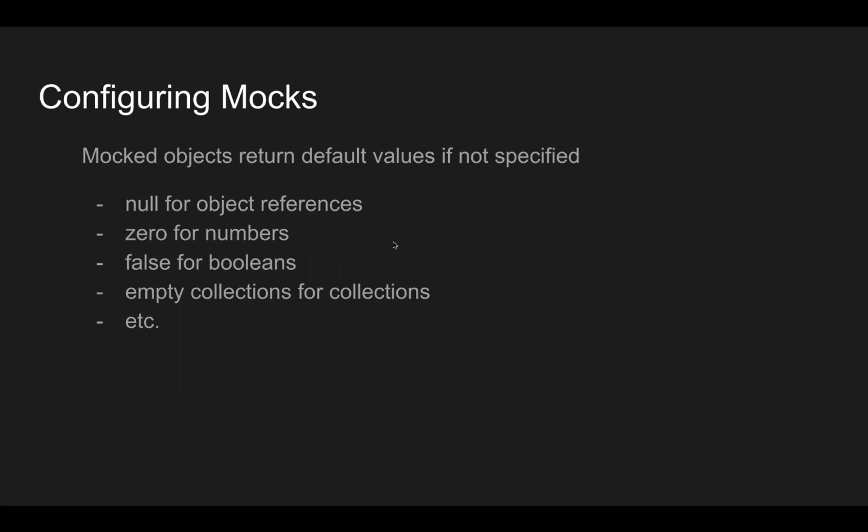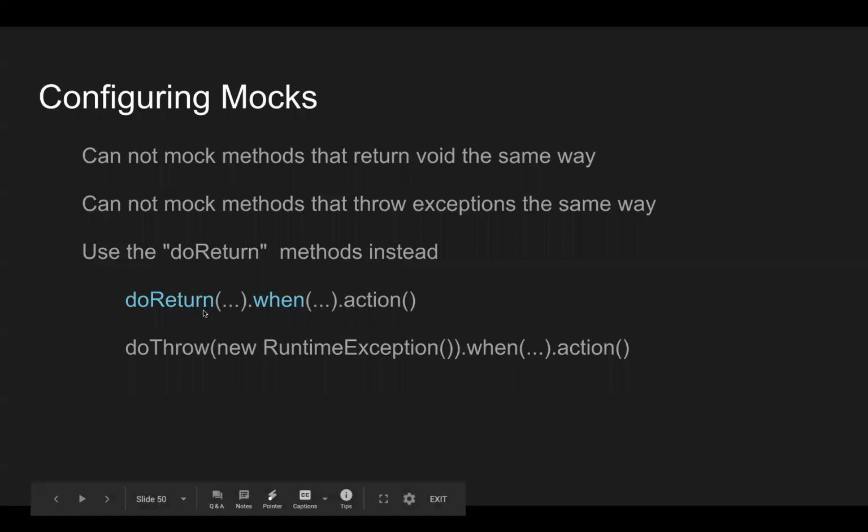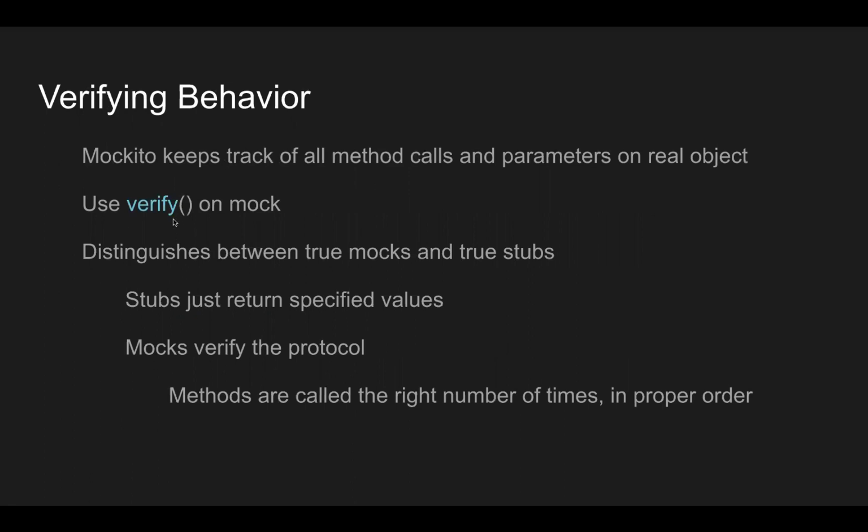Now, there are various simplifications for how you can set the expectations. I could chain then-return calls. You could do the calls with the do methods in the other order, like when you call a method that returns void or throws an exception. You can verify that methods are called in proper order. I didn't show that, but there's an InOrder class that takes the mocks as well. And then I verify everything on the mock.